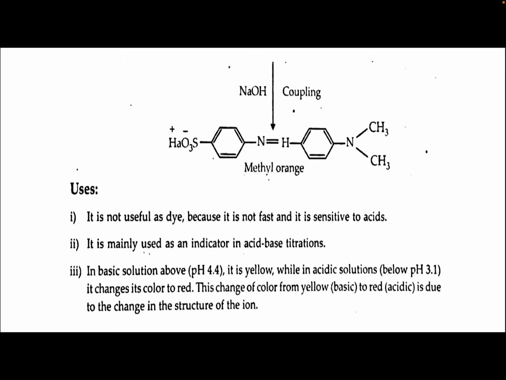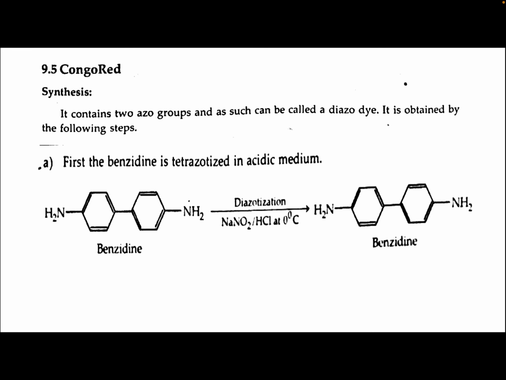Uses: methyl orange is not useful as a dye because it is not fast and it is sensitive to acids. It is mainly used as an indicator in acid-base titration. In basic solution above pH 4.4 it is yellow, while in acidic solution below pH 3.1 it changes its color to red. This change of color from yellow to red is due to the change in the structure of the ion. So this is the use of methyl orange.